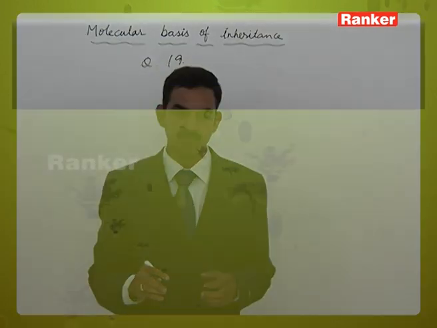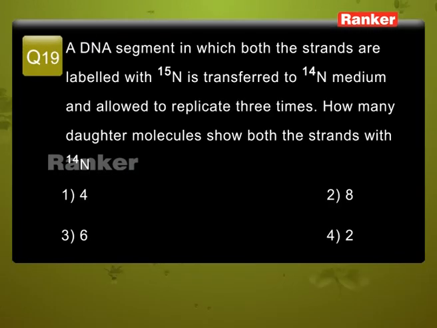Question number 19, a DNA segment in which both the strands are labeled with N15 is transferred to N14 medium and allowed to replicate 3 times. How many daughter molecules show both strands with N14? Options: 1. 4, 2. 8, 3. 6, and 4. 2.